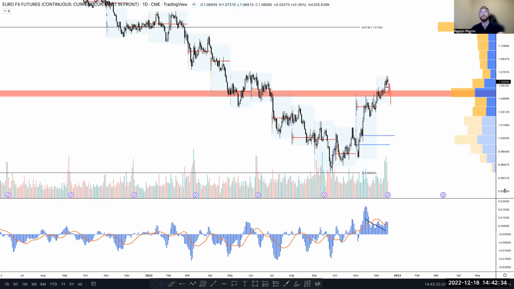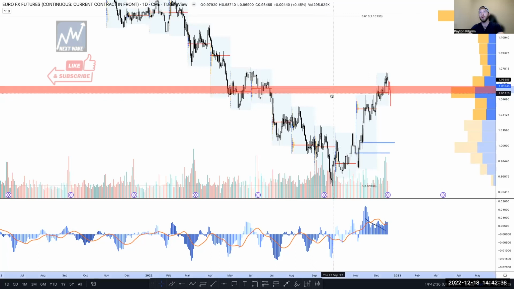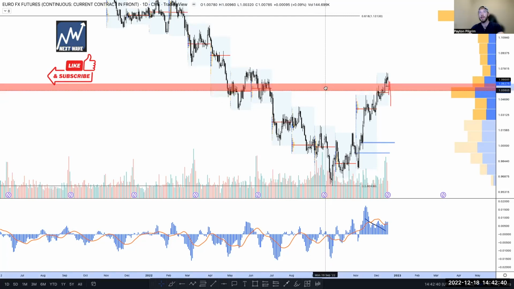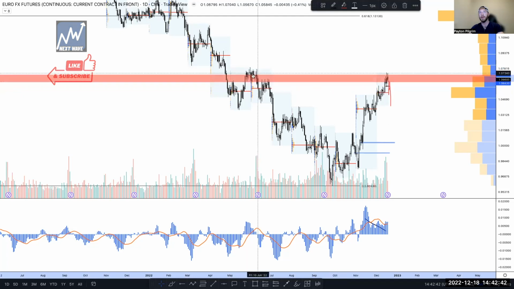So we'll look at the euro first, and we have a macro area that the euro is in right now. And more or less, it's starting to break this area. So we have to really be patient. You can see I can move this up into this supply here.